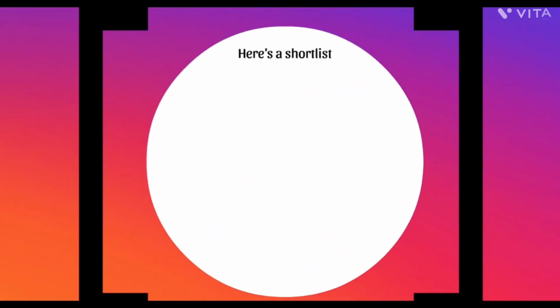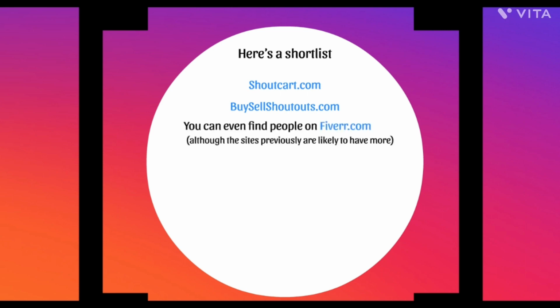So let's talk about a short list of where you can go to actually do this. You can go to shoutcart.com and pay people money. The nice thing about this is you can find people specifically targeting specific demographics, interests, and hobbies. You can go to buysellshoutouts.com. You can even go on fiverr.com. Although I would warn you, if you go here, you'll notice that some of these Instagram profiles could be developed with software that generated tons of followers. They could be fake. So you want to keep that in mind.